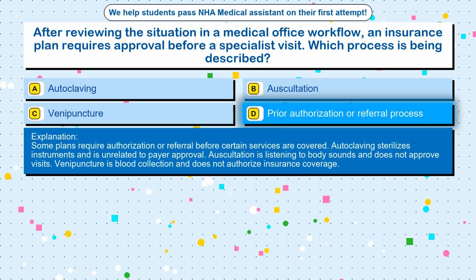Some plans require authorization or referral before certain services are covered. Autoclaving sterilizes instruments and is unrelated to payer approval. Auscultation is listening to body sounds and does not approve visits. Venipuncture is blood collection and does not authorize insurance coverage.